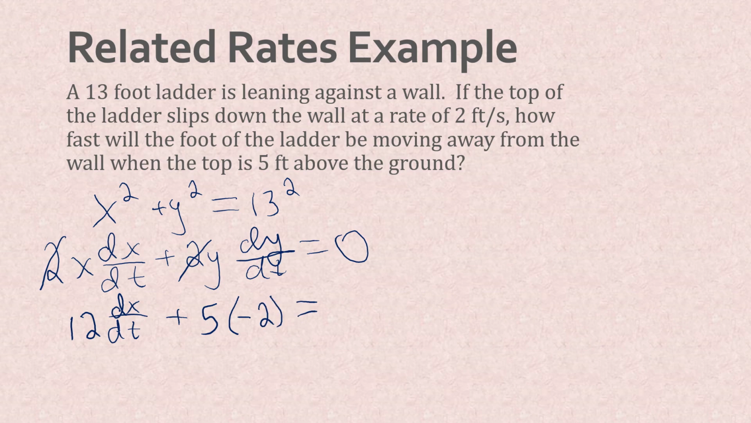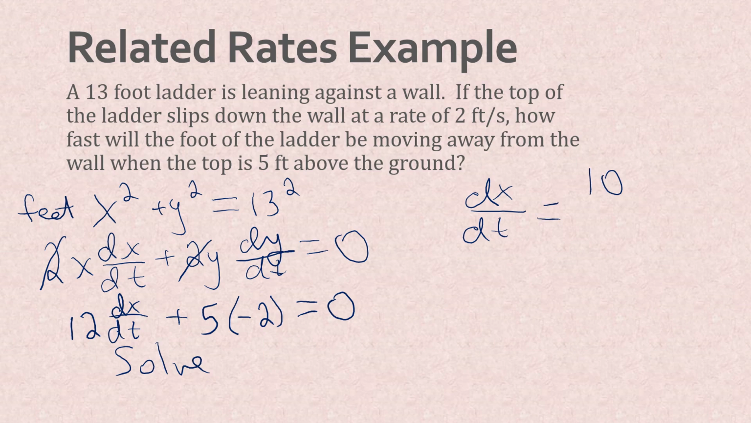There's no need to worry about the units. As long as the units worked out in the original problem, where everything was in feet, when you differentiate with respect to time, everything should be in feet per second. So all the units should work out. If you now solve for dx/dt, we should get that dx/dt is equal to 10 over 12, which is 5/6.